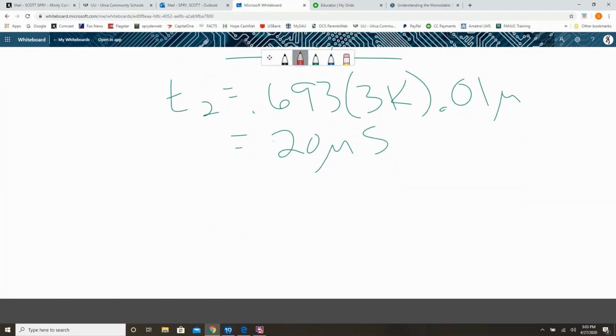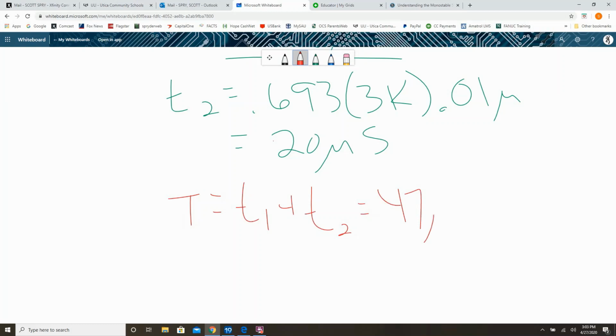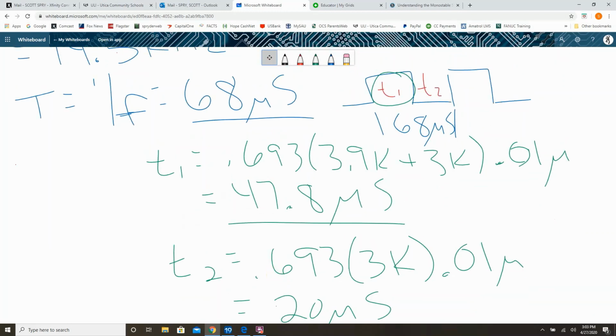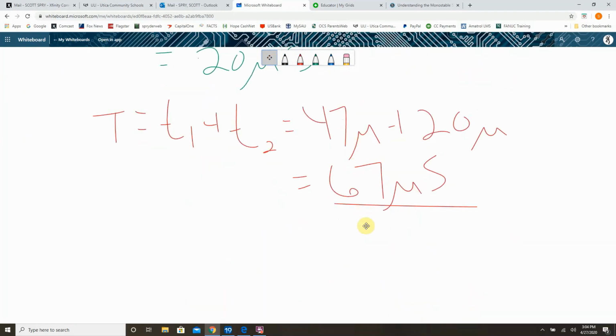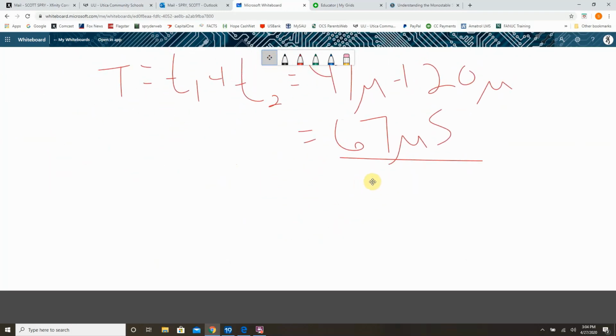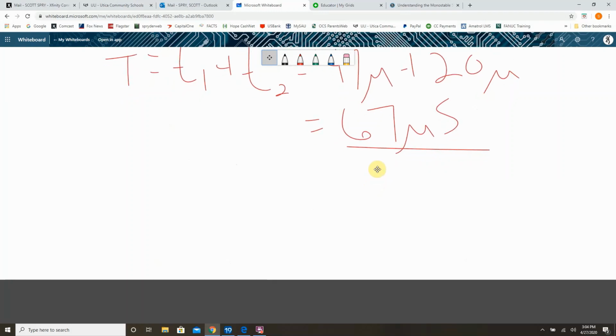T is equal to T1 plus T2. We were at 47 microseconds plus 20 microseconds. It's going to give us 67 microseconds, which is pretty close to what we had calculated up here. So we're good. We're close enough. 67, 68, we'll take it. Now we want to know what the duty cycle is also.